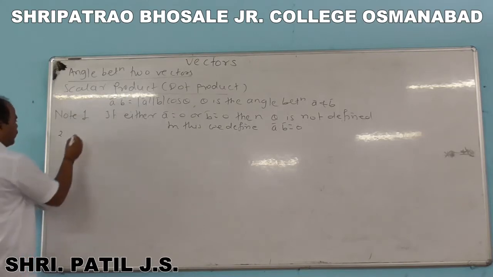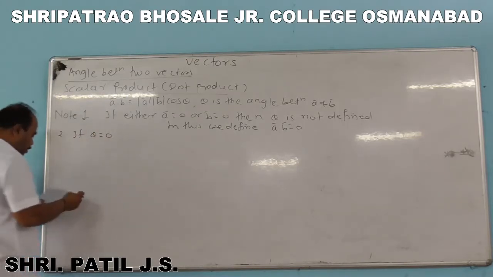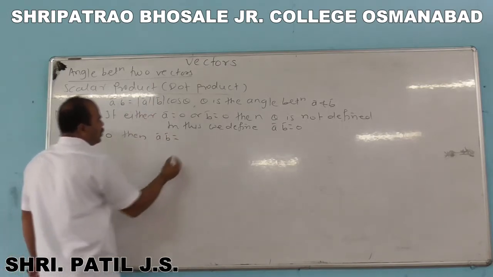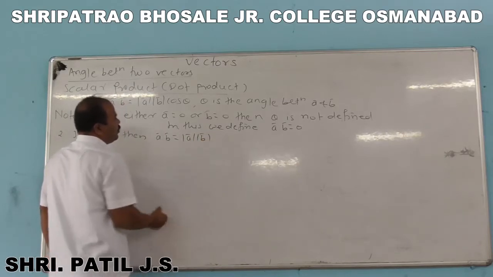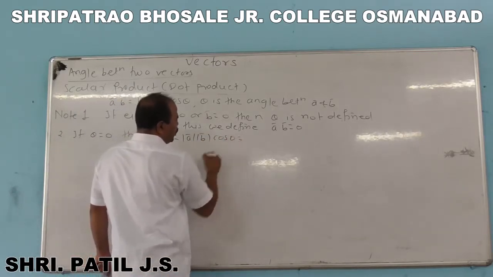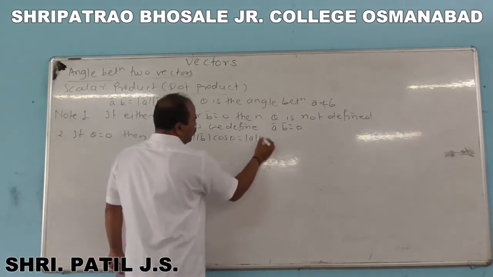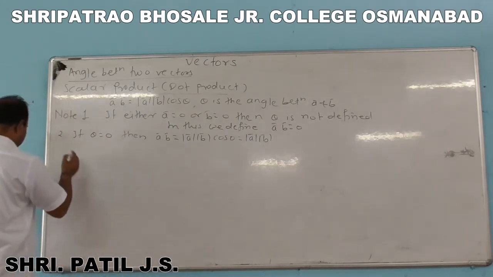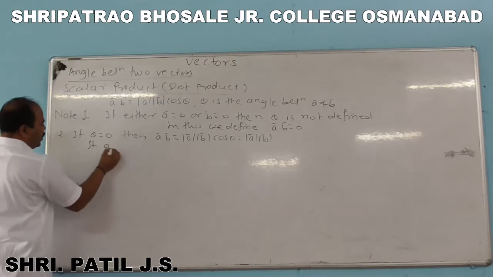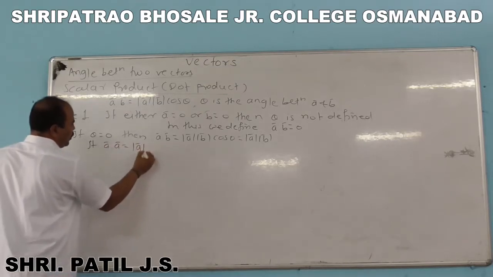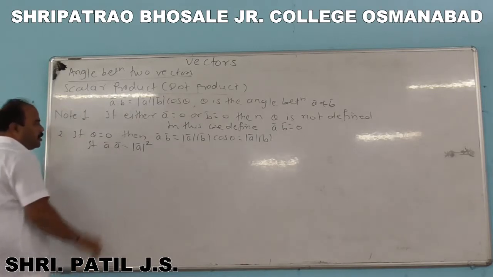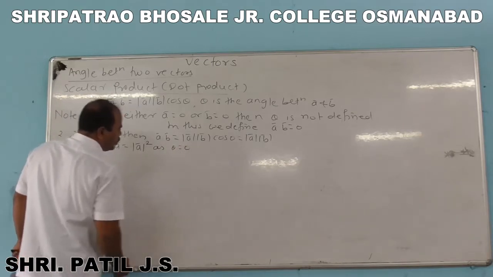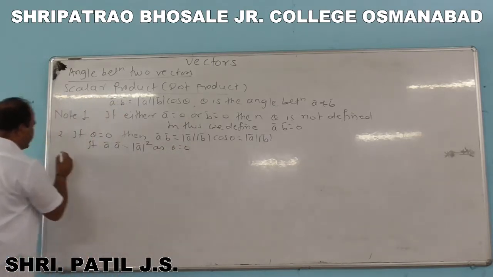Then note second, if theta is equal to 0, then using this definition, A bar dot B bar equal to mod A bar into mod B bar into cos 0. Cos 0 means 1. That means it is mod A bar into mod B bar. If A bar dot A bar equal to mod of A bar square, as theta is equal to 0.